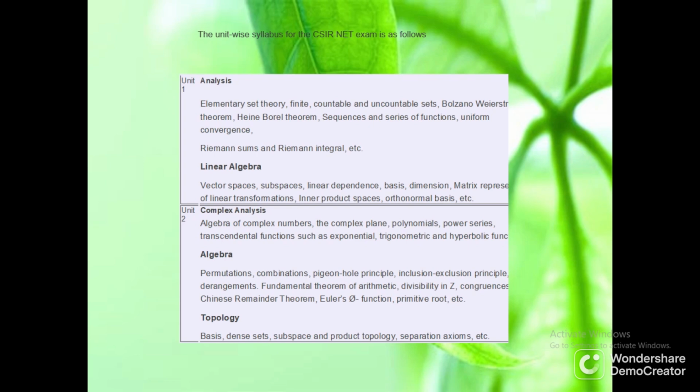The detailed syllabus of complex analysis covers algebra of complex numbers, the complex plane, polynomials, power series, and some transcendental functions: exponential, trigonometric, and hyperbolic functions. In algebra, mainly integers, divisibility, the fundamental theorem of arithmetic, congruence operations, the Chinese remainder theorem, and the Euler function. This is the classical algebra.